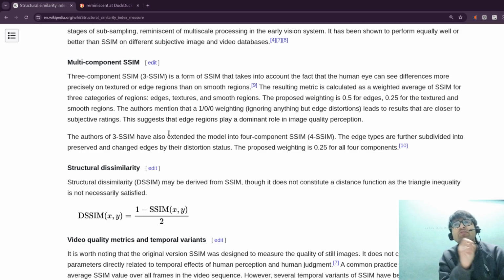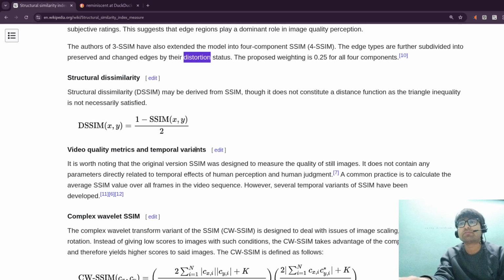The author mentioned a 100 percent weighting on edges, ignoring anything else, but edge distortion leads to a result that is closer to the subjective rating. This suggests that edge plays a dominant role in image quality perception. The authors of three-component SSIM have extended the model into the four-component SSIM. The edge types are further divided into preserved and changed edges by distortion status. The proposed weight is 0.25 for all four components.